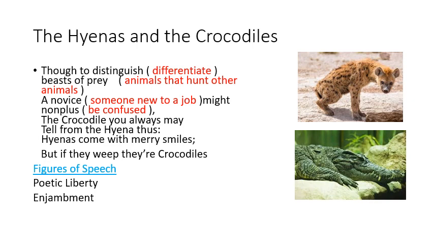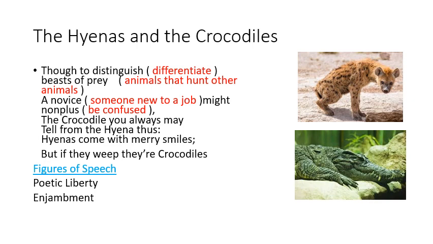The poetess says that for a novice, that is someone who is new to the job of recognizing wild animals, it will be difficult to distinguish or differentiate beasts that hunt their prey. And she explains about hyenas, which she thinks have a smiling face, and the crocodiles, they have tears in their eyes. This can be seen when they are killing their prey.